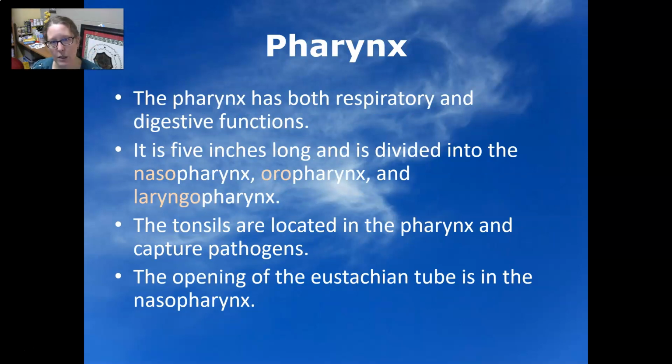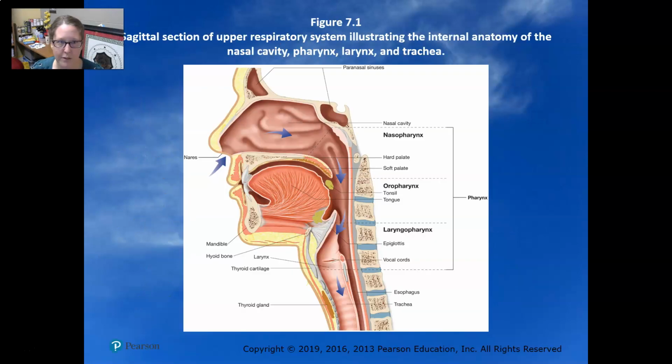So that's the throat. It has both respiratory and digestive functions. It is 5 inches long and is divided into the nasopharynx, the oropharynx, and the laryngopharynx. And I'm going to show you those in a diagram in just a second. The tonsils are located in the pharynx and capture pathogens, and they're part of your immune system. And the opening of the eustachian tube is also in the nasopharynx. So that is the tube here that drains your ears into your throat. They're the ones that hurt if you fly also.